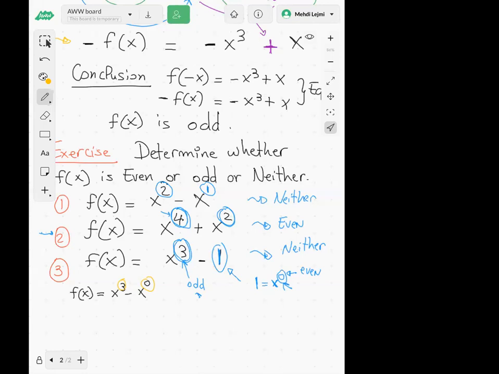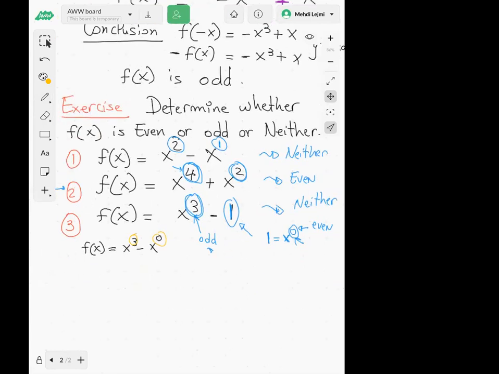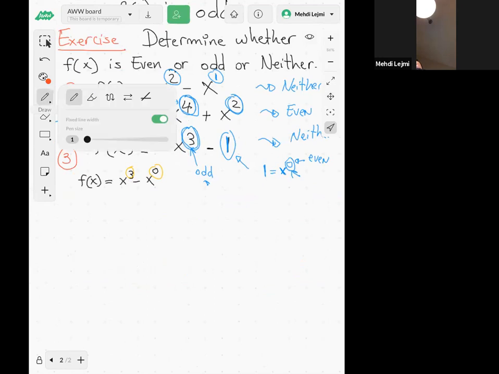Could you work out the first one, like actually write it out? Yeah, I'm gonna do it, sure. It's the only one I didn't get. Yeah. So for number 1, let me do number 1.